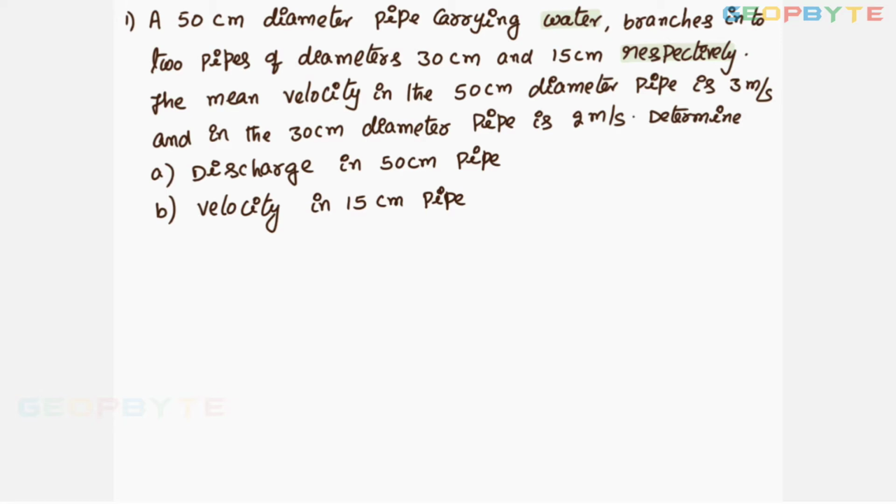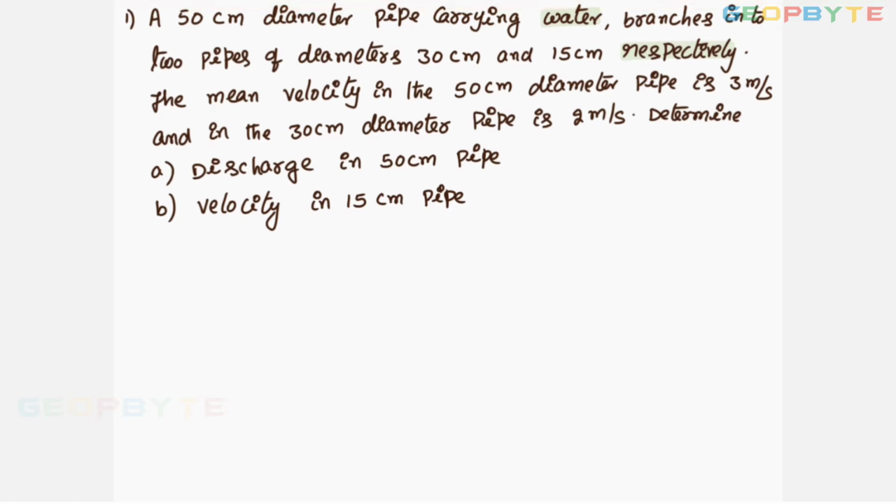In this video, let us discuss some important problems on flow of liquids. Look at the very first problem. A 50 centimeter diameter pipe carrying water branches into two pipes of diameters 30 centimeters and 15 centimeters respectively. First, let us construct the diagram.